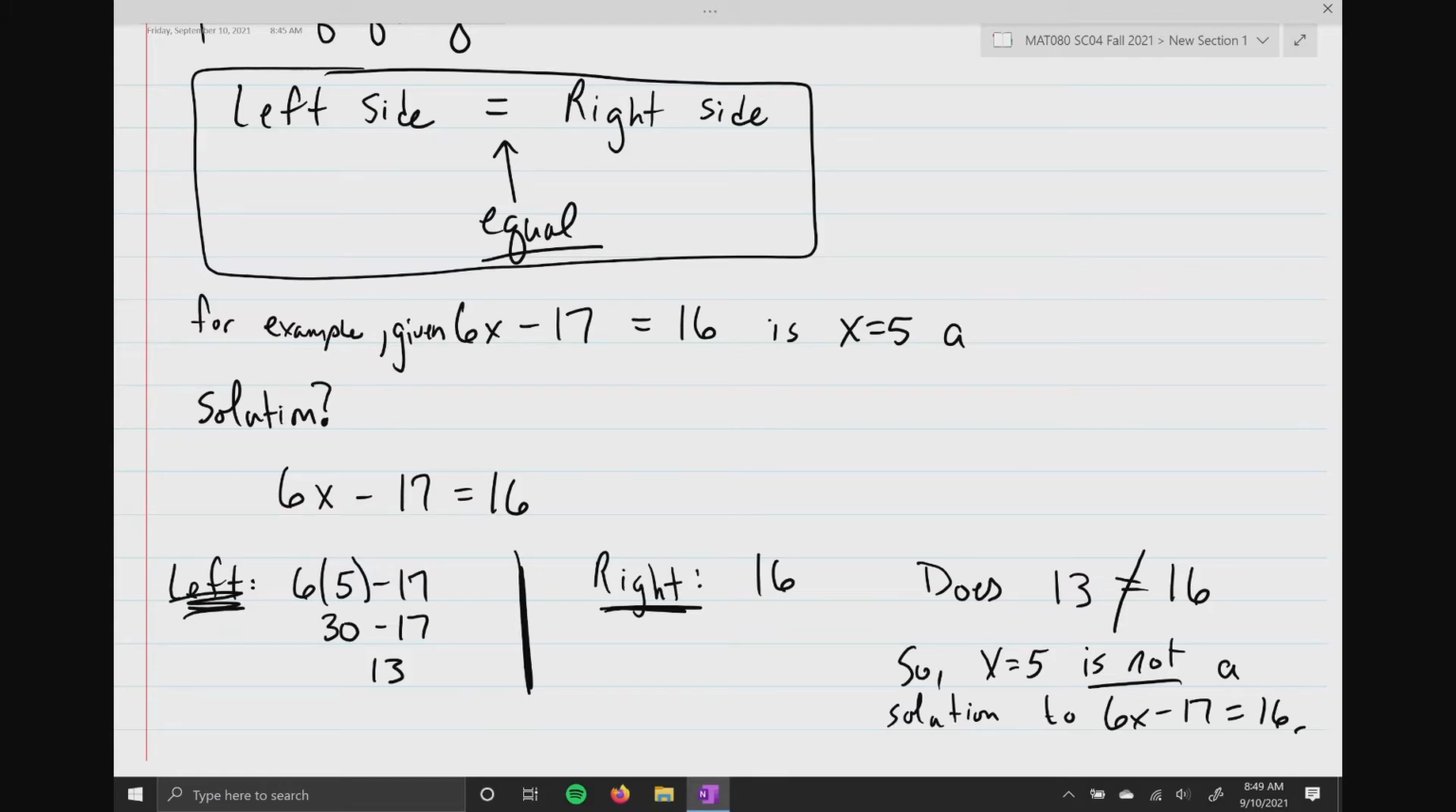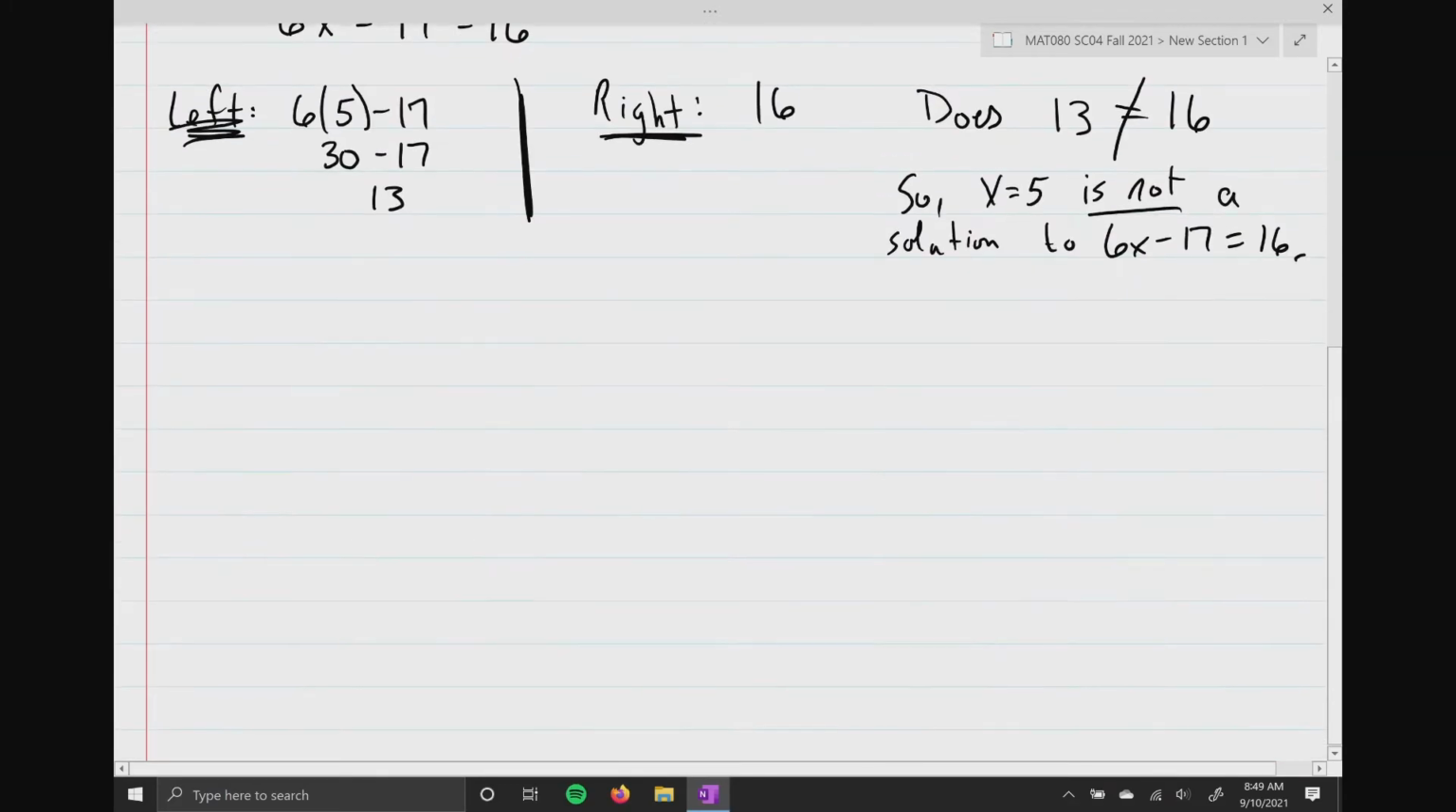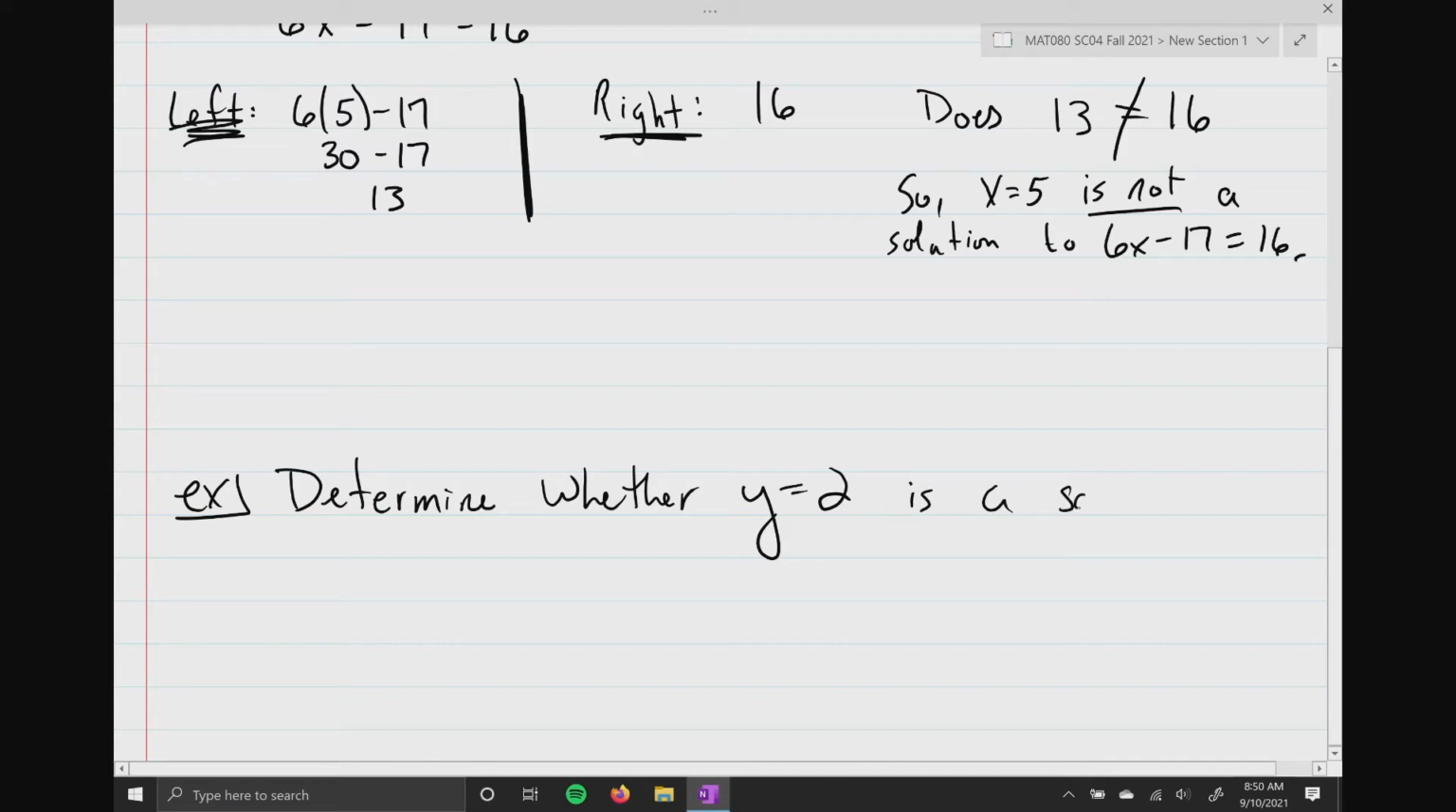So how about we do an example where we do arrive at a good conclusion? So determine whether y equals 2 is a solution to 6y minus 4 equals 5y minus 2.